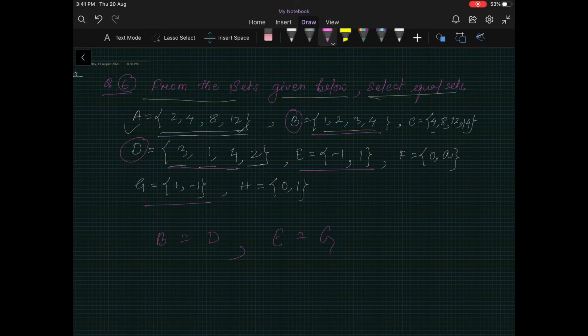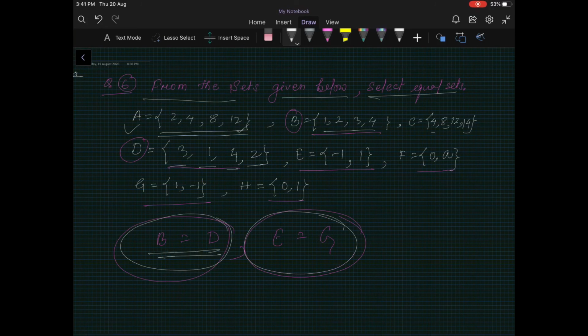Then let me check more sets. Is there any other set containing 0, a? No, this one is 0, 1, not a. So we have only these two pairs which are equal, B and D, and E and G. So set B is equal to D and set E is equal to G. Hope you have understood this.